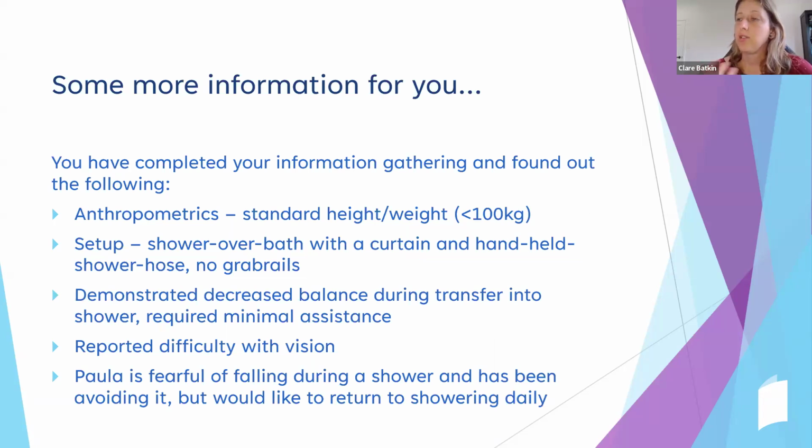So we know that in terms of her anthropometrics, she's a standard height and weight, less than 100 kilos, which is what a lot of that equipment is rated to. Her setup is that she's got a shower over a bathtub, and there's a curtain and a handheld shower hose, but there's no grab rails. She's demonstrated decreased balance during her transfers into the shower, and she did need some minimal assistance with that.